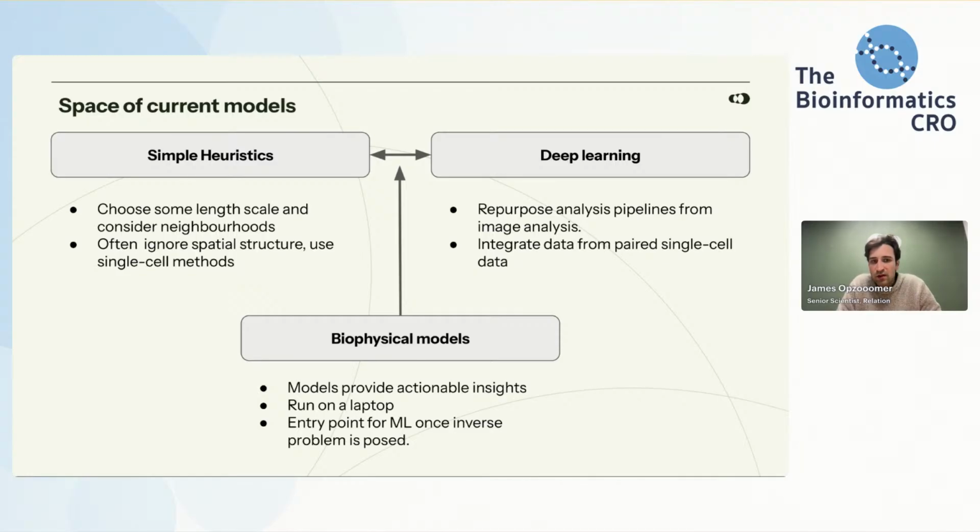So we encode this process of intercellular signaling via ligand diffusion as a diffusion-decay problem with boundary exchange to generate interpretable per-cell exposure features without choosing an ad hoc neighborhood. It runs with more modest compute and also sets up a clean entry point for ML once the inverse problem is well posed.